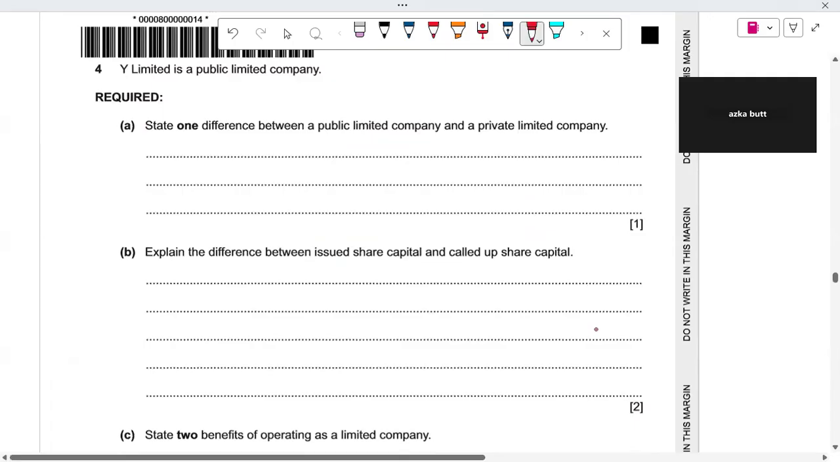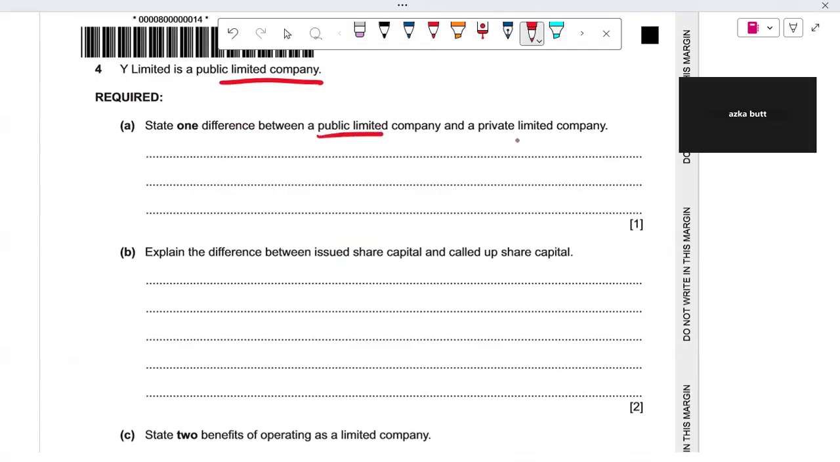Okay, so now let's see the question number 4. In question number 4, Y Limited is a public limited company. State one difference between public limited company and the private limited company. Only one difference. Basically, public limited company is allowed to offer its share to the public, whereas private limited company cannot.